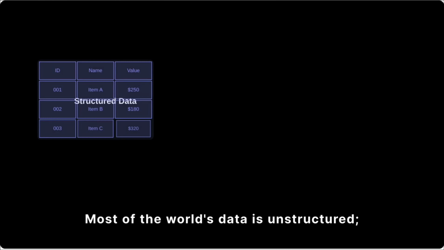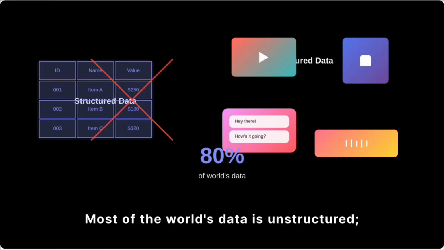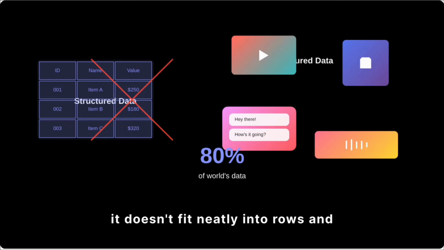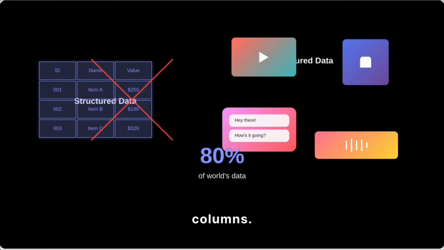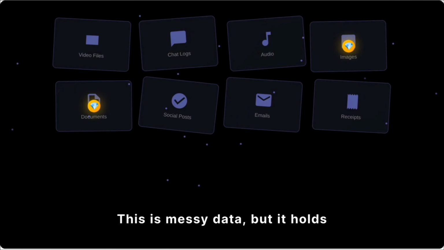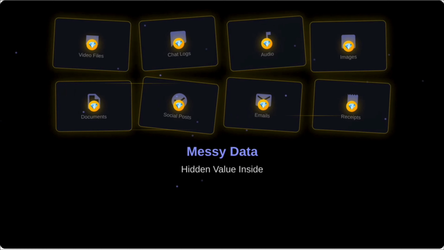Unstructured data. Most of the world's data, though, is unstructured. It doesn't fit neatly into rows and columns, there's no fixed format, and you usually need AI or specialized tools to make sense of it. Examples, a YouTube video, a Slack conversation, a pile of scanned receipts, or customer service call recordings. This is messy data, but it's where lots of hidden value lives.